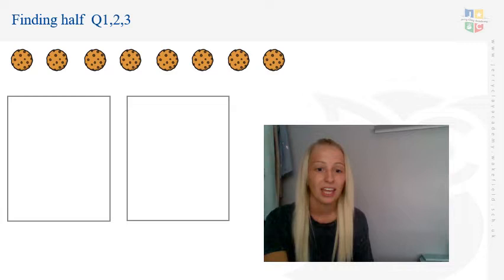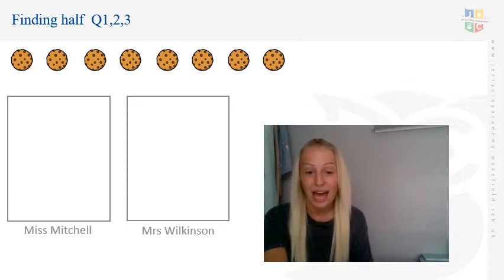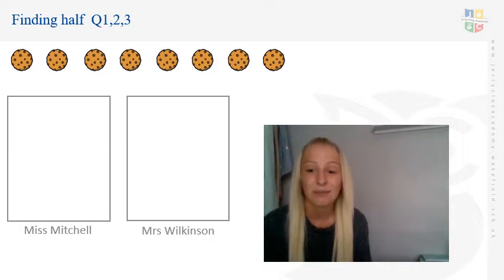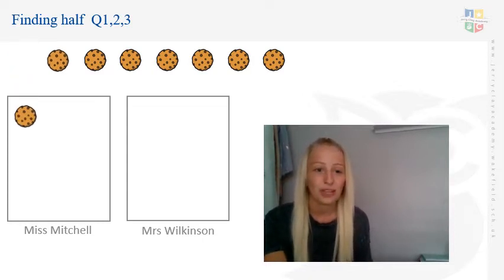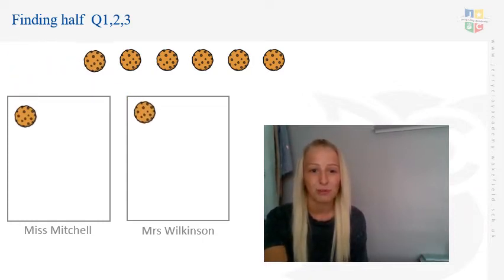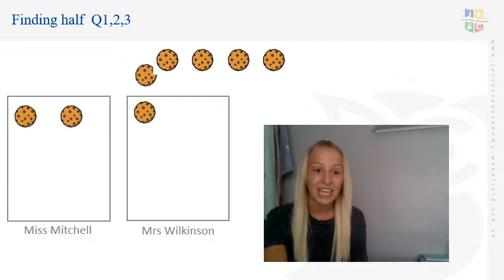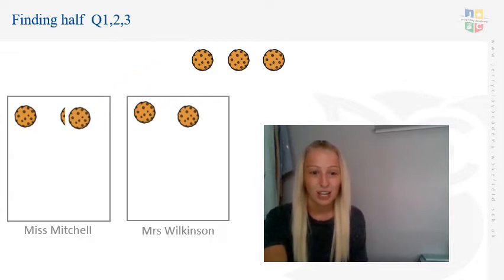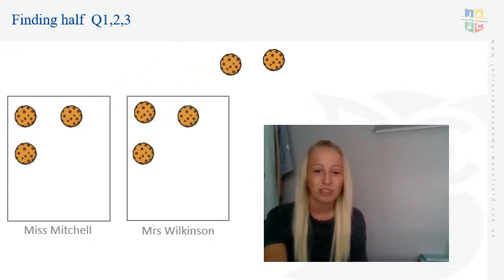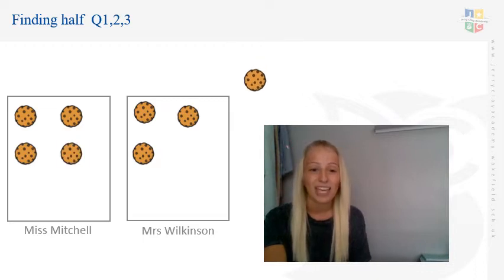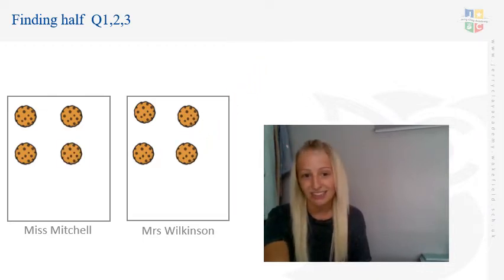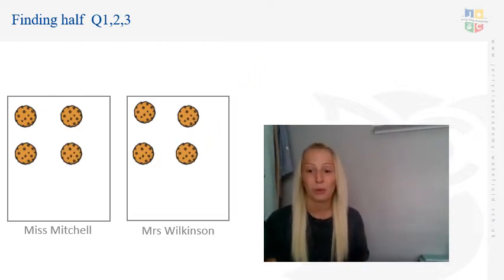So that could be 1, 2. That one could be for myself and the other part for Mrs. Wilkinson. And I need to make sure that I share them equally, just like we were doing last week when we were dividing by 2. So a cookie for me, a cookie for Mrs. Wilkinson, 1 for me, 1 for Mrs. Wilkinson, and so on. So there are my 2 equal parts.